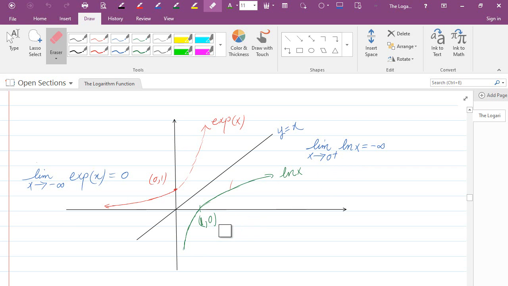Now exp of x, being the inverse, has a horizontal asymptote, which is the x-axis. Because of this limit right here, and because exp of x is the inverse of the log, we can do the opposite here. That is, as x goes to negative infinity, exp of x goes to 0, which is what we are getting from this equation.